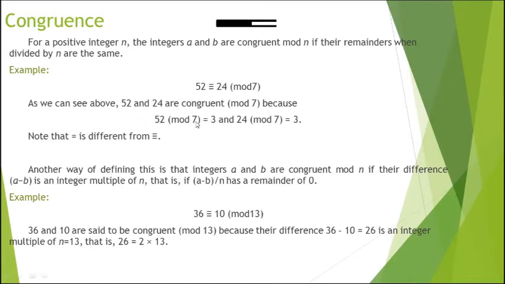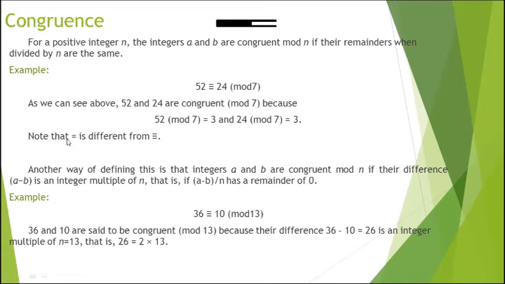So 7 times 9 is 49. 52 minus 49, the answer is 3. Okay? So that is their remainder. Kaya sabi niya, their remainders are the same. Dito naman, 24 mod 7. Because 7 times 3 is 21. 24 minus 21, the remainder is 3. Ibig sabihin, at mod 7, these two integers are congruent with each other.